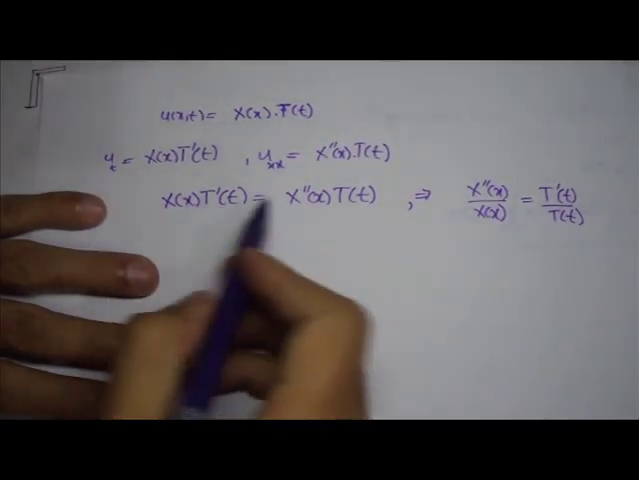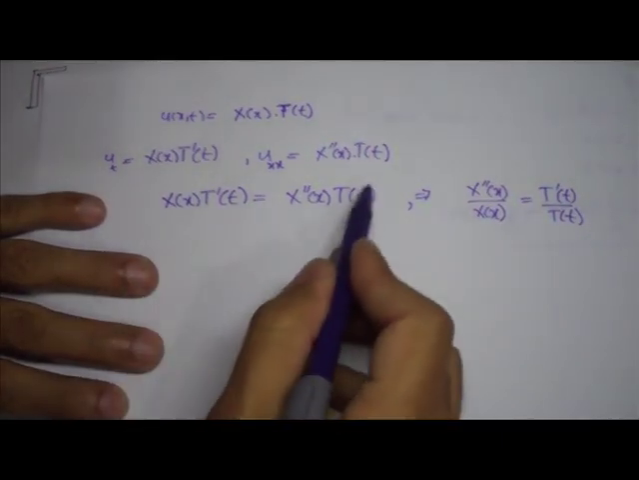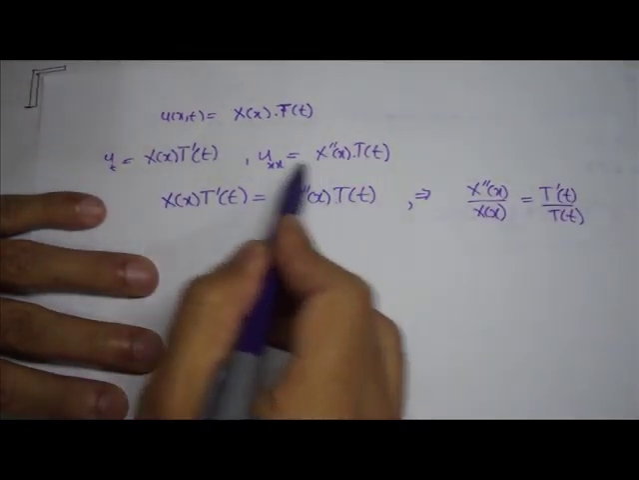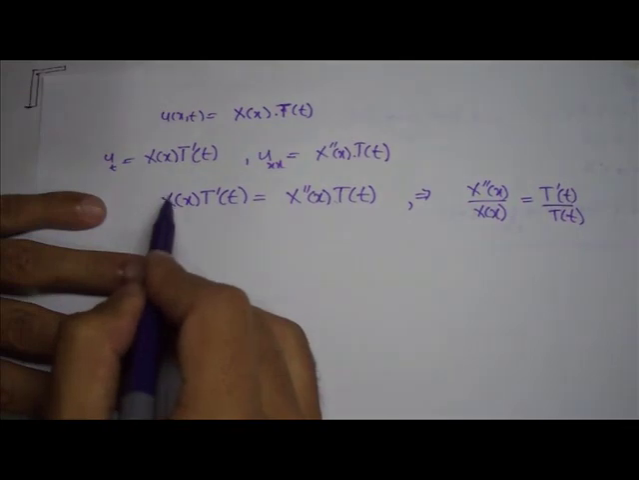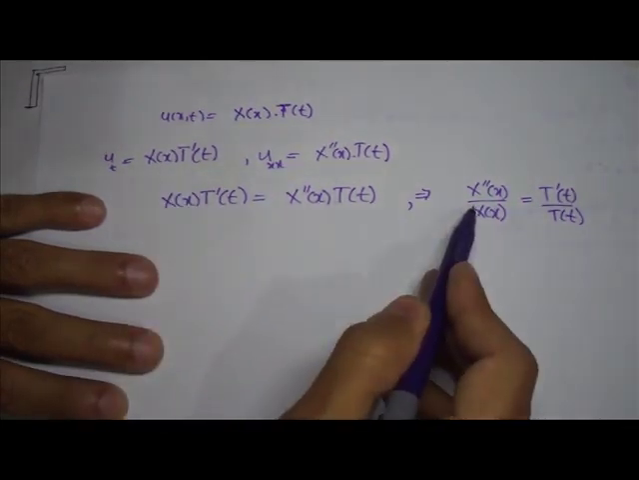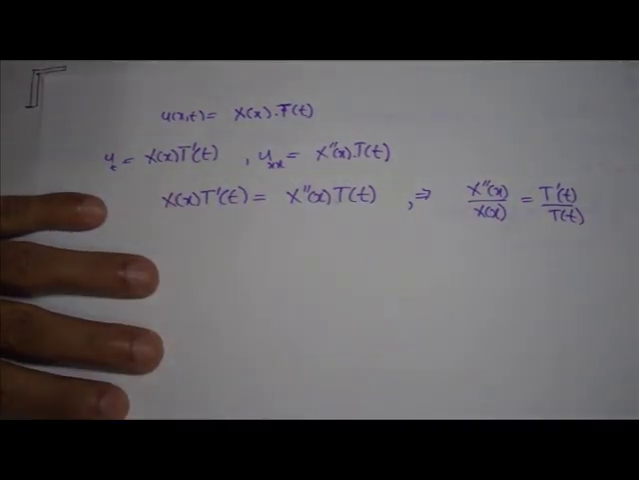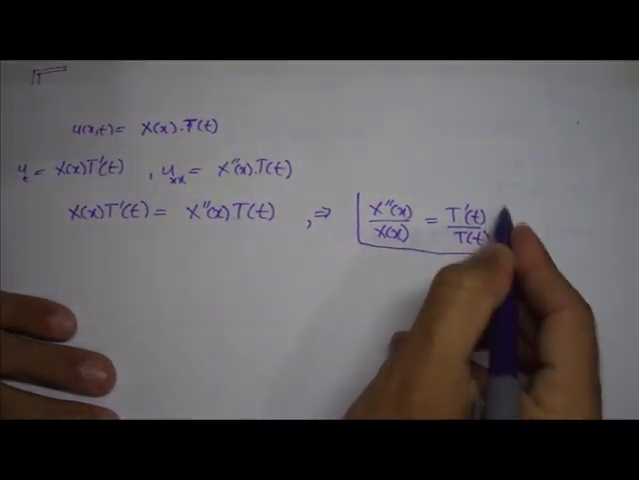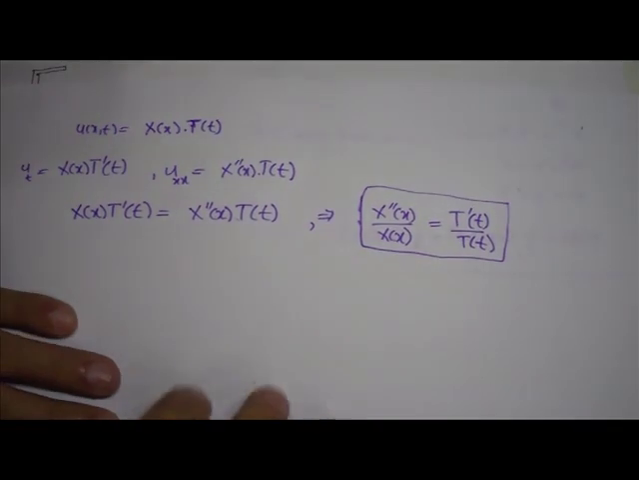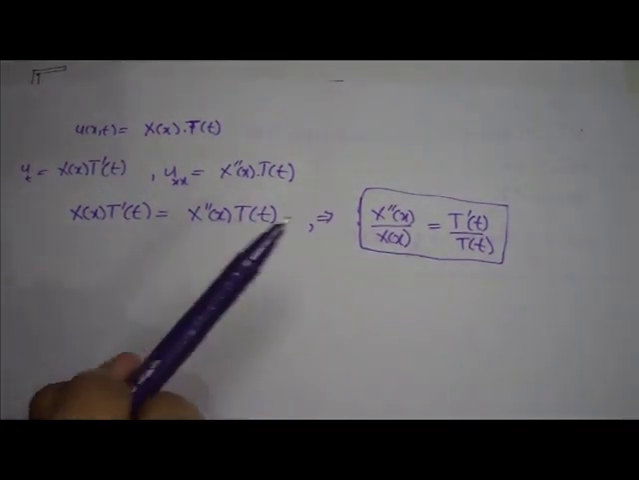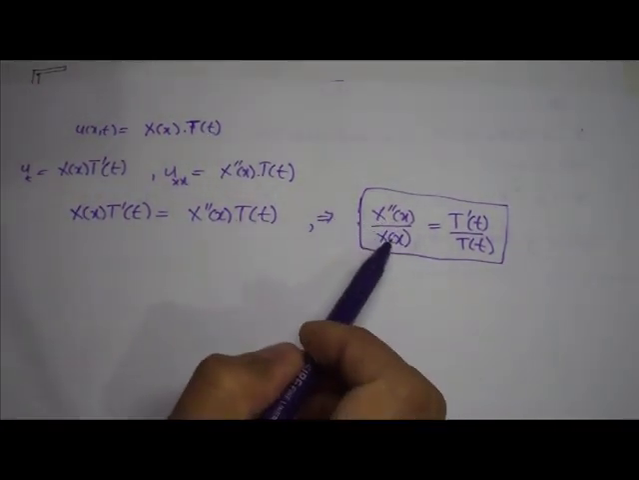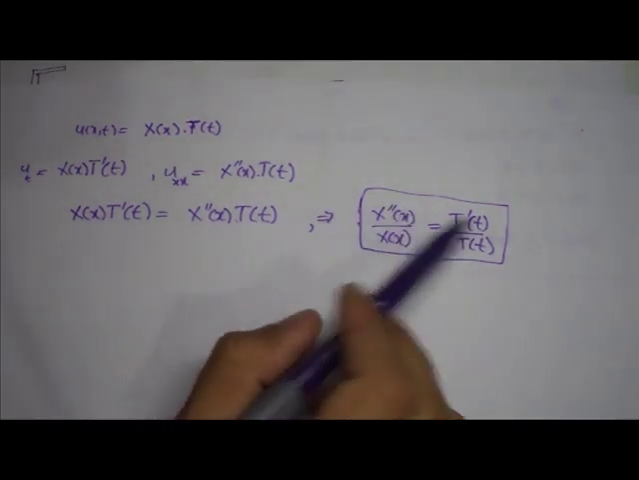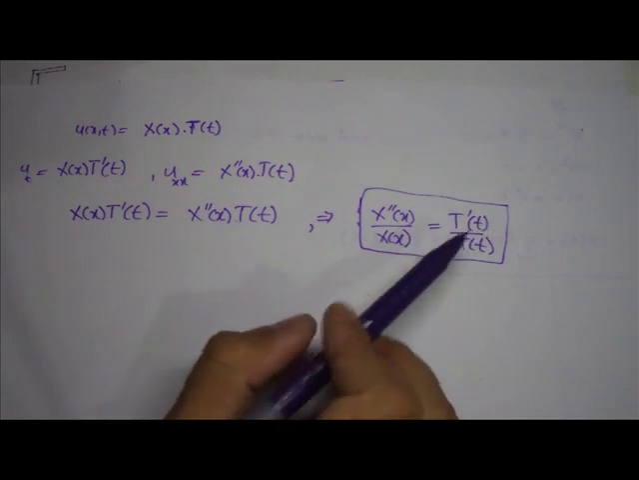You can divide this expression by T of t, and you will get this thing. When you divide this expression by X of x, you will get this thing. Now look at this expression. This expression tells us that two quantities are the same. One quantity depends on x and the other quantity depends on t.